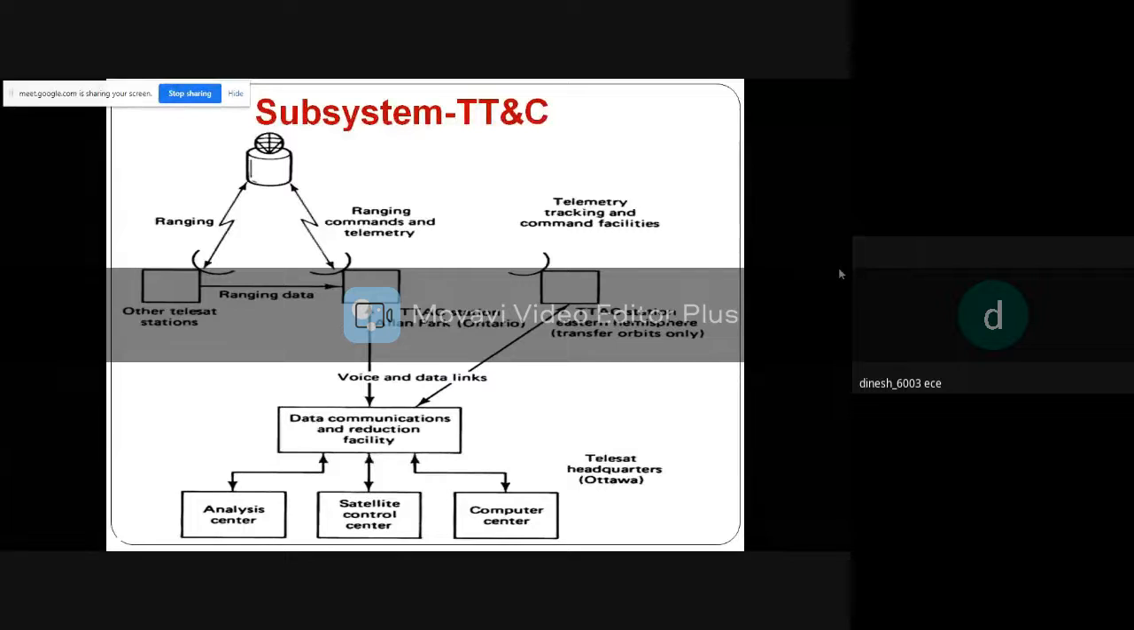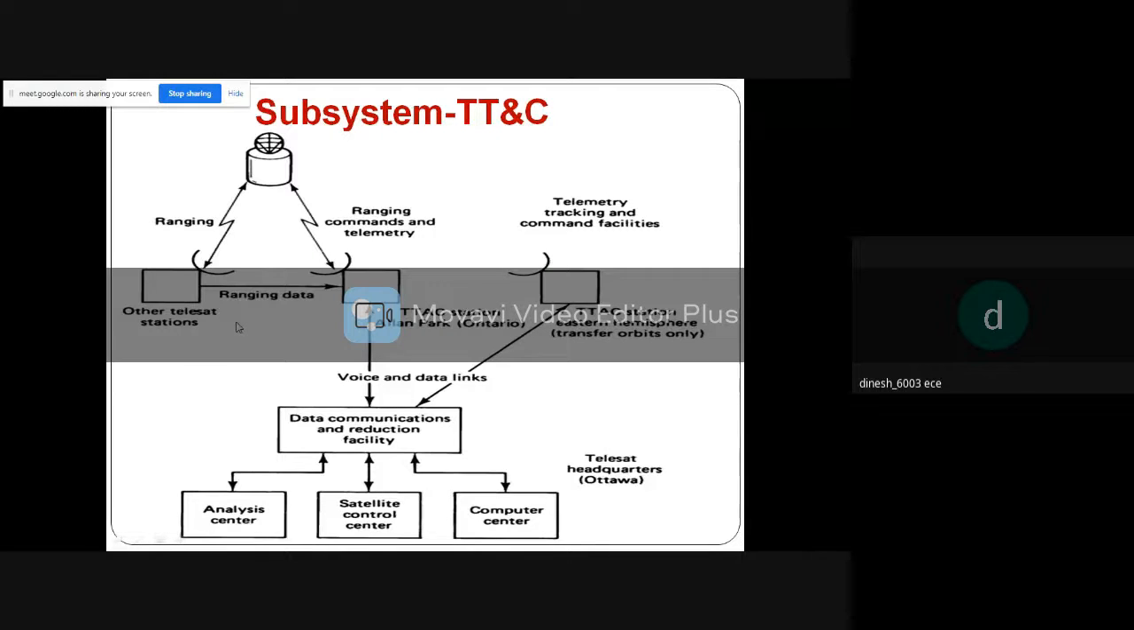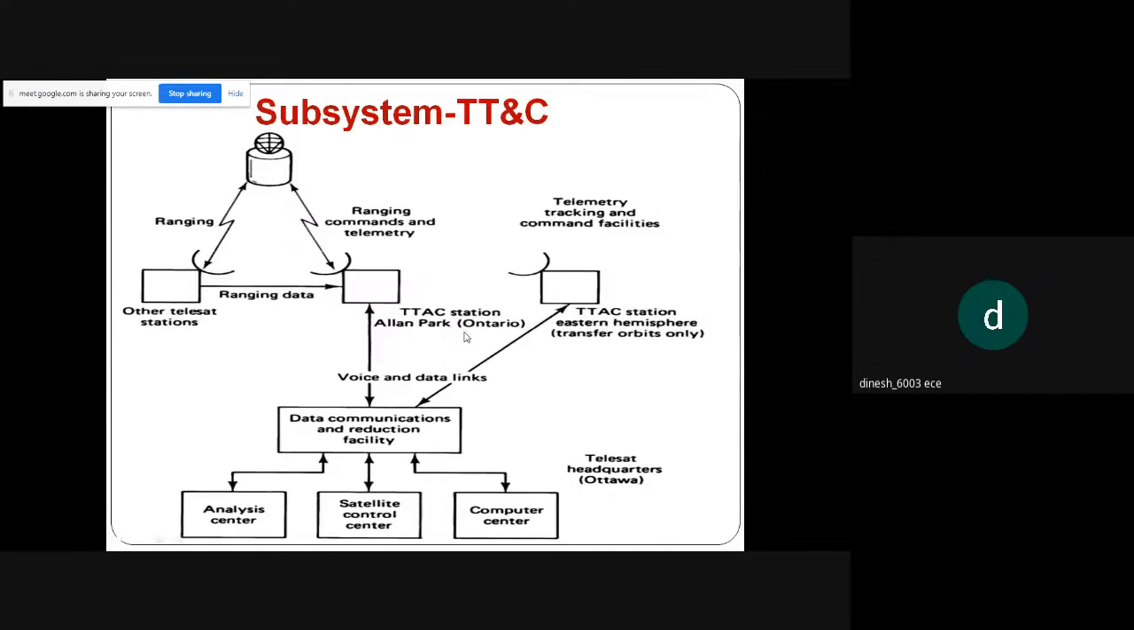So here is a diagrammatic representation of the TTC subsystem. For example, we have a satellite. You can see this is a satellite which is ranging commands and telemetry, other telecast stations which is given to your ranging data. We have a TTC station at Allan Park, Ontario. Okay, TTC subsystem station.